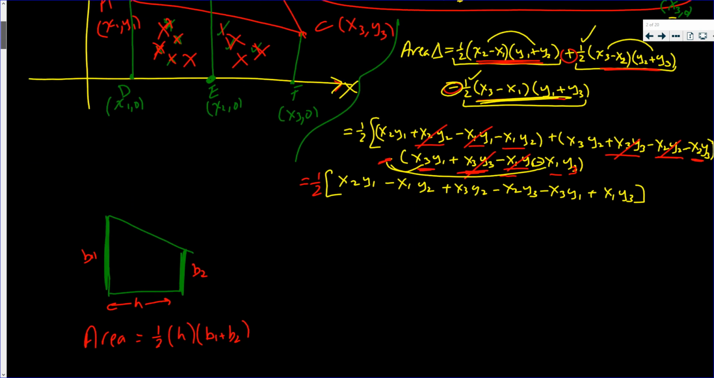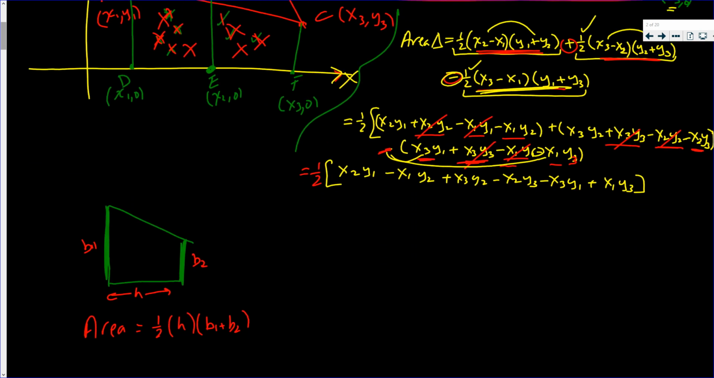Now, if you look at this determinant, remember the 3 points of the triangle were x1, y1, x2, y2, and x3, y3.